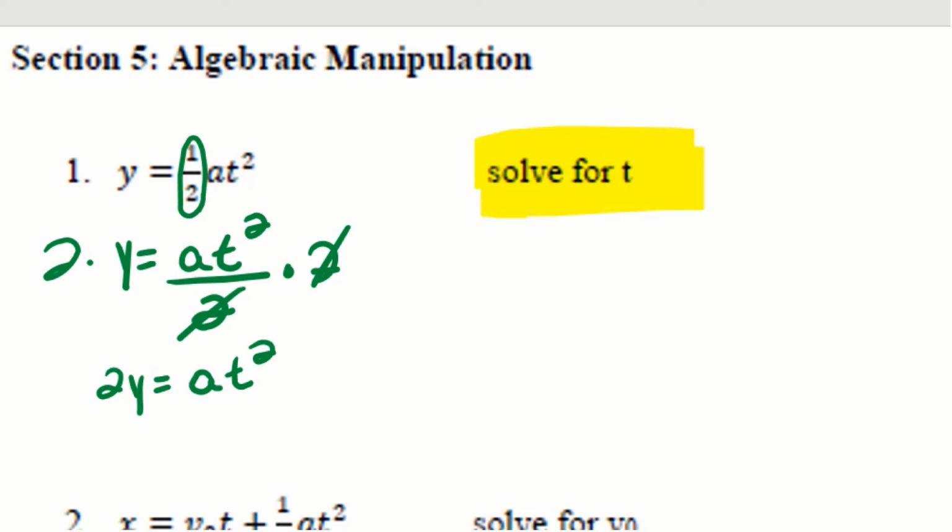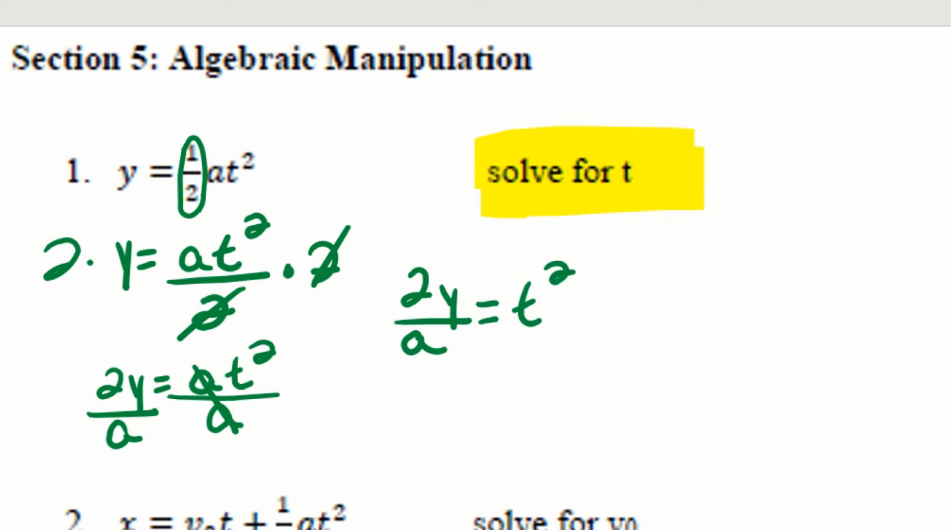Now, to get t by itself, I need to get rid of the a. Well, a divided by a gets rid of it. Well, I need to do the same thing that I did on one side to the other. So now I'm left with 2y divided by a. So 2y divided by a equals t squared.